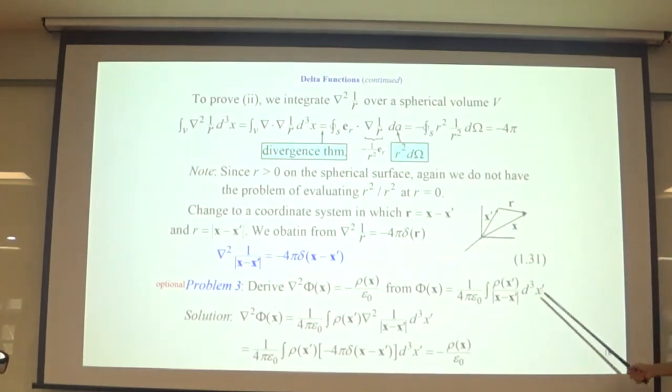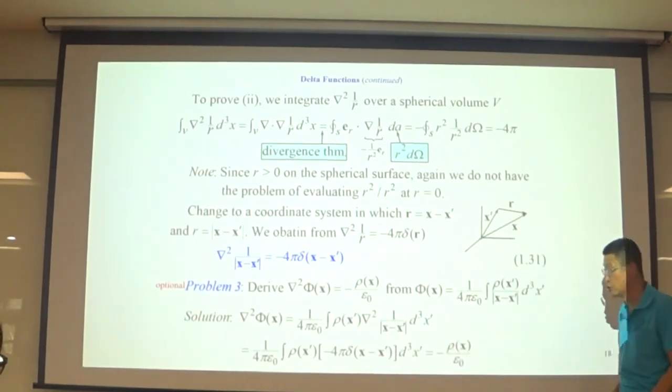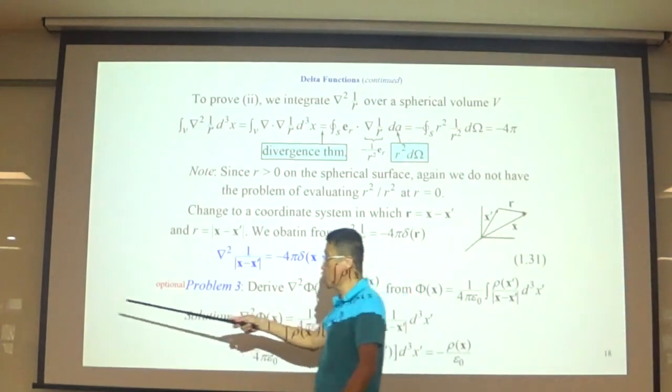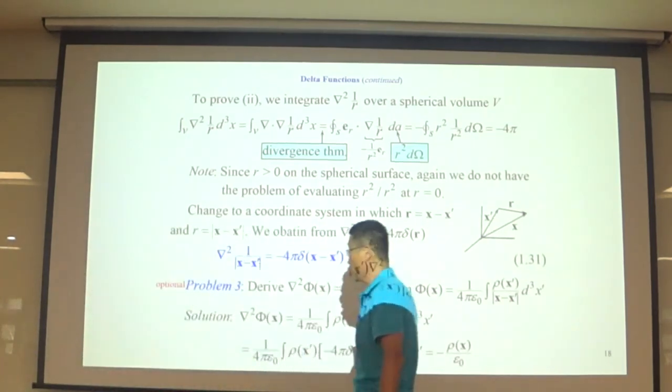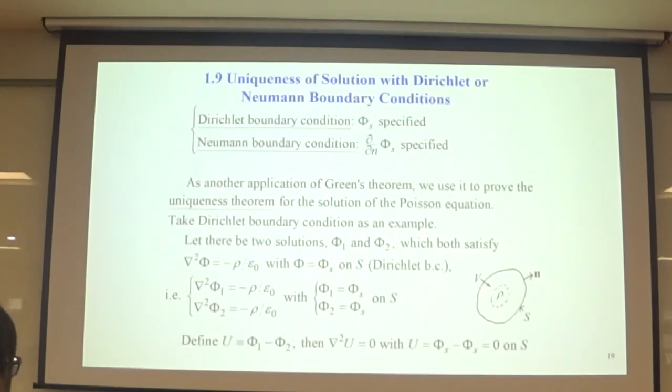Okay? Problem 3 is for you. You should practice by yourself. Okay, we still have 10 minutes. I will show you here. Uniqueness theorem. We still have 2 pages to go.